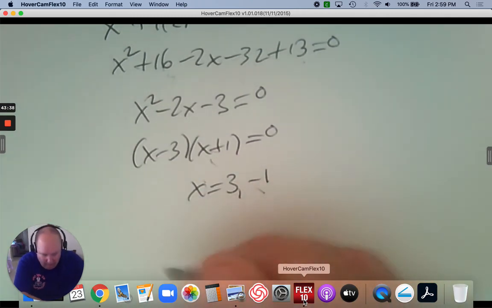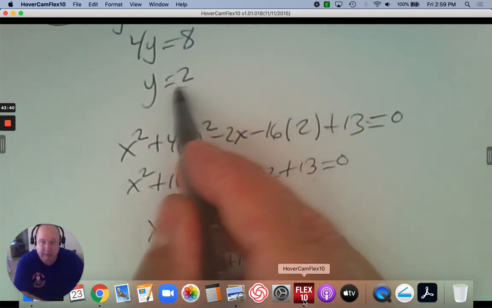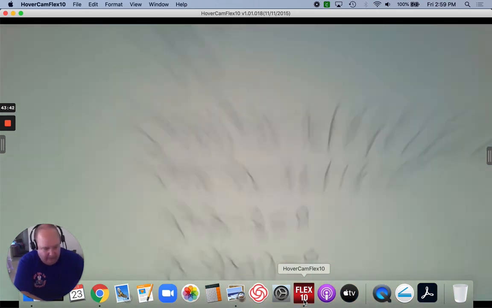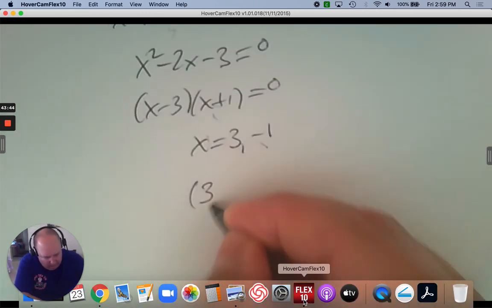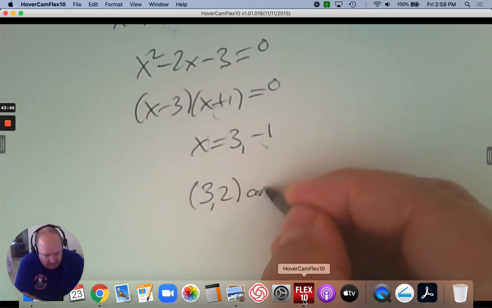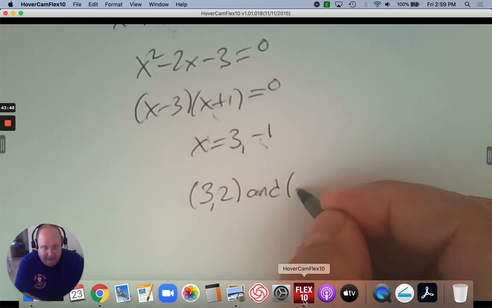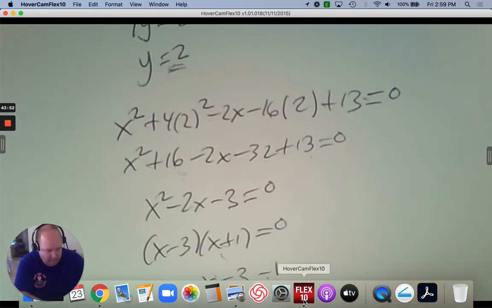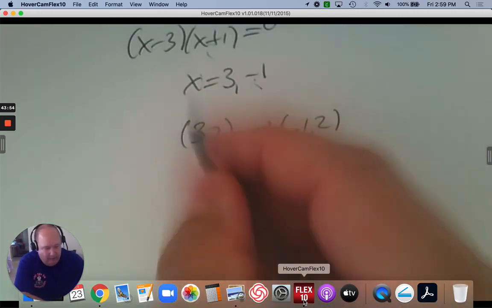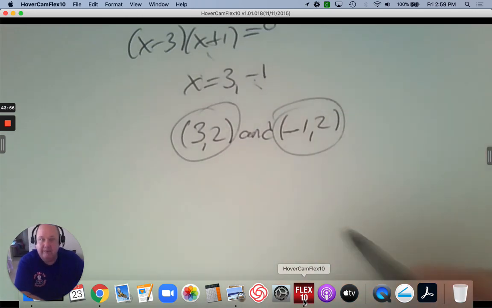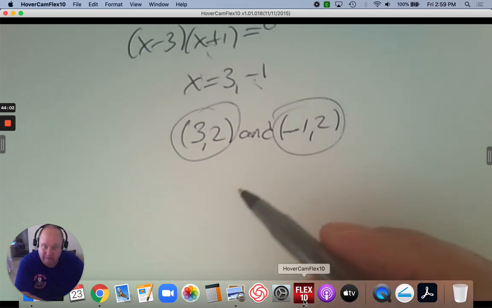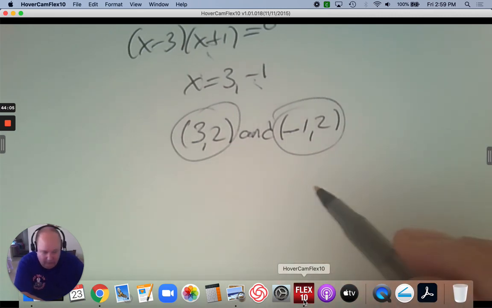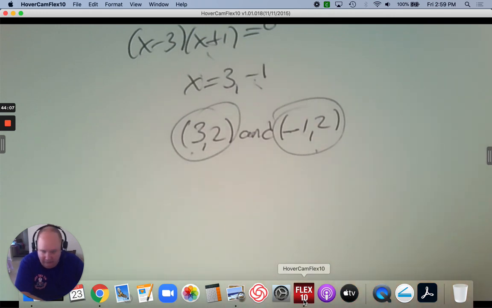But what are the points? Remember, the y coordinate is 2. So the x coordinate is 3. The y coordinate is 2. The x coordinate is -1. And the y coordinate again is 2. So we have 2 points where we have vertical tangents, where the slope is undefined. And then we have 2 points of turning points, where we have a horizontal tangent. So this is number 16 and the other one number 15.